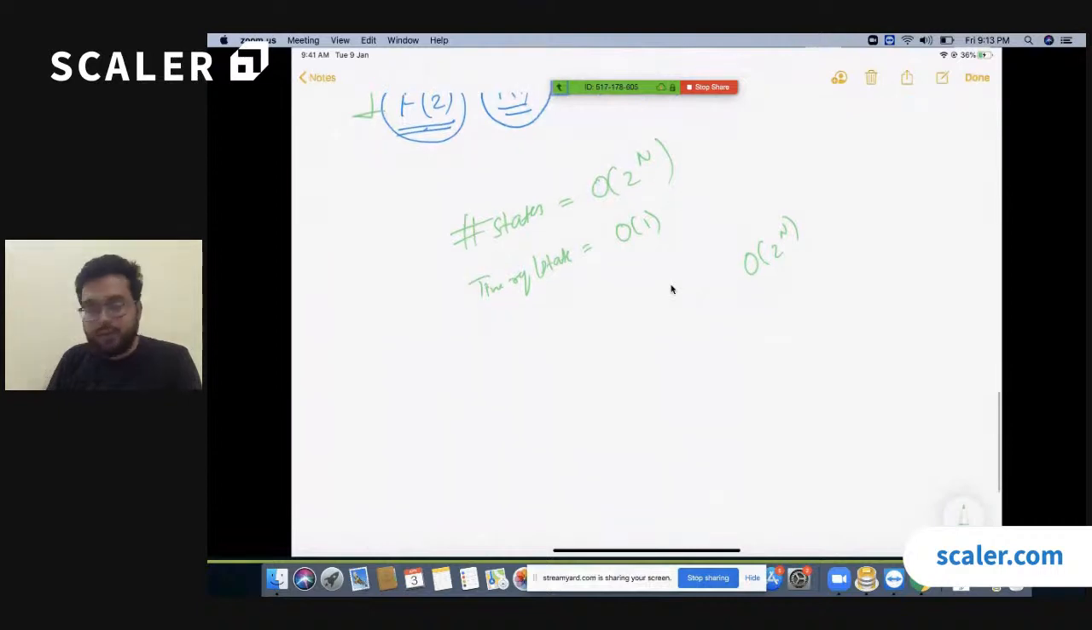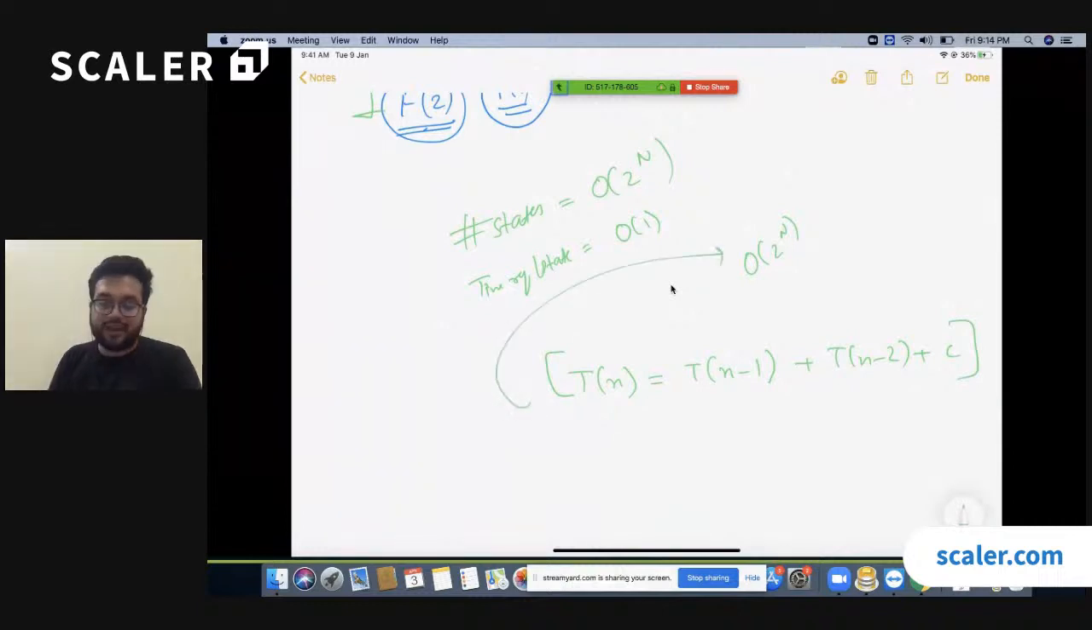The other way to look at it would be solving the recurrence relationship. The recurrence for this problem would be that you have a problem of size n, you are reducing that problem of size n to a problem of size n minus 1 and a problem of size n minus 2, and you are combining them by spending some constant amount of time. If you solve this recurrence, you will again get the same time complexity, which is exponential time complexity, 2 power n.